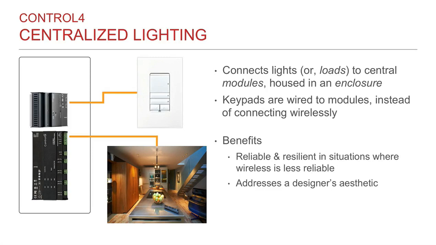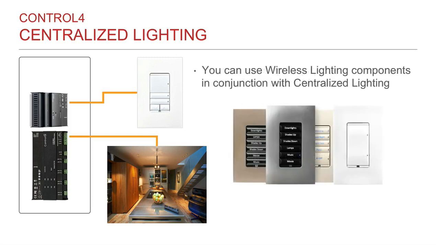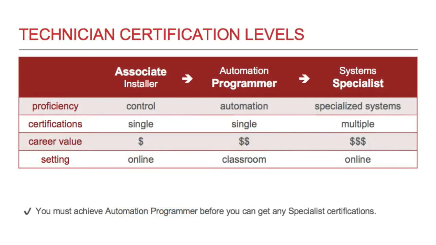Because centralized lighting requires custom electrical wire runs between the control panel and the controlled lighting loads and any keypads you might use, it is typically only practical for new construction. Of course, you can use wireless lighting components in a centralized solution when running electrical wire is not practical, so they work together. To work with Control4 centralized lighting systems, you need to obtain a specialist certification from Control4 training.